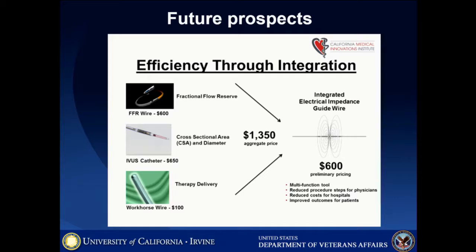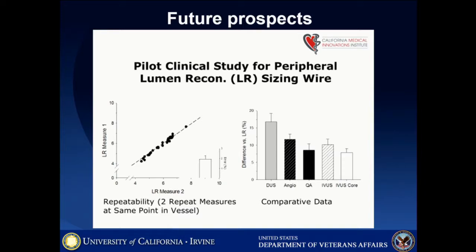Future prospects, something that we heard about down the road from us, is that they're trying to use a special wire, an impedance guide wire, that can do both fractional flow reserve pressure measurements, but also give you a cross-sectional area, using electrical impedance to actually give you the equivalent of an IVUS, a cross-sectional area of the artery. Theoretically, you can combine all three of these tools that are currently used at $1,300 into $600 for a single wire. And at least in their lab data, they show high repeatability and potentially a within 10% correlation with IVUS.